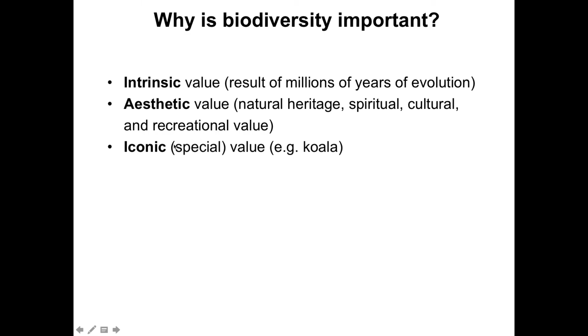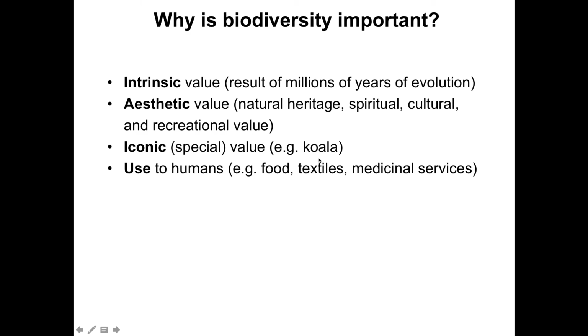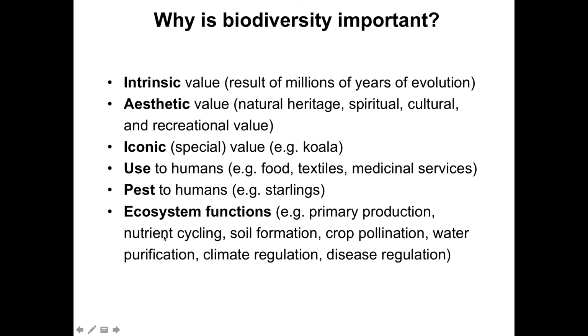It could have iconic value, it could have some special value, i.e. the koala, for example. Or it could be useful to us, it could be a source of food or clothing, or it could provide a medicine. It could be a pest to humans, such as starlings. It could be important because it's a pest. It could also be important because it serves key functions in an ecosystem to maintain the function of the entire ecosystem.